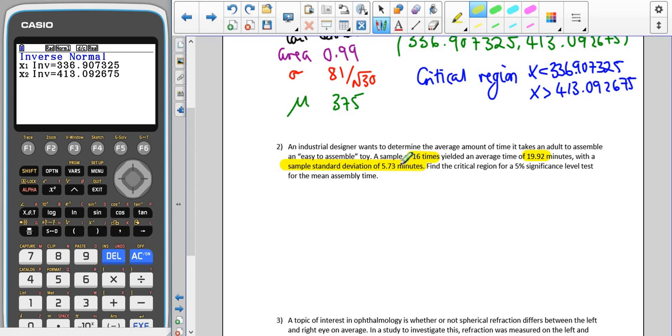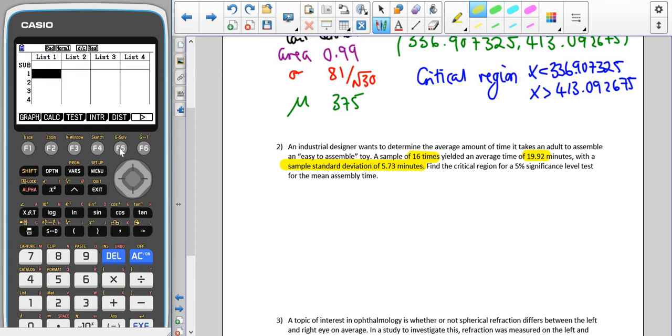So we have a small sample and we only have a sample standard deviation, which means that this time we are going to be using t. And we're looking for the critical region at a 5% level test for the mean assembly time. So here we're just seeing if it is the same or not. So again, this is going to be a two-tail.